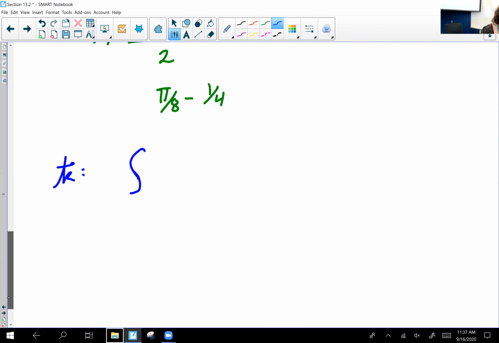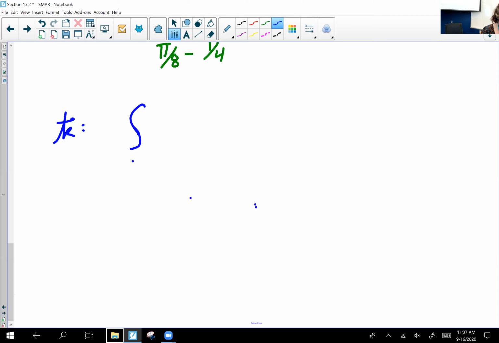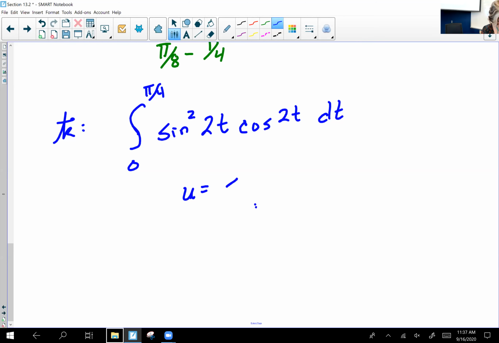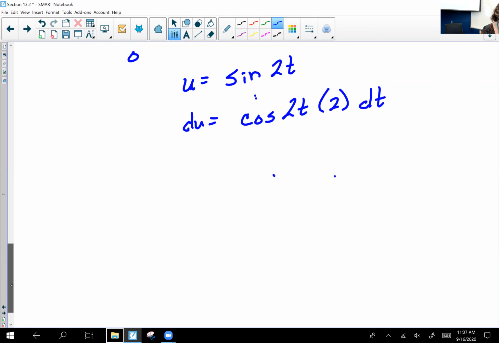Okay, so this is the last one. All right, and so this is going to go from 0 to pi over 4. This is a sine squared of 2t, cosine of 2t dt. So my u, all right, I'm going to set a u substitution up where u is sine of 2t. So then du is then cosine of 2t times 2 times dt. This makes it a really pretty nice one to do.